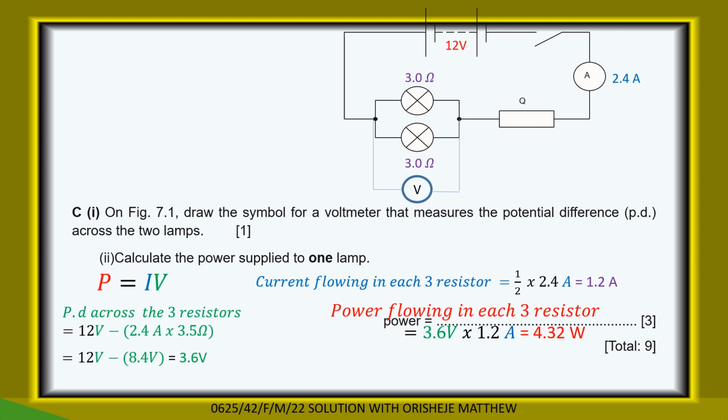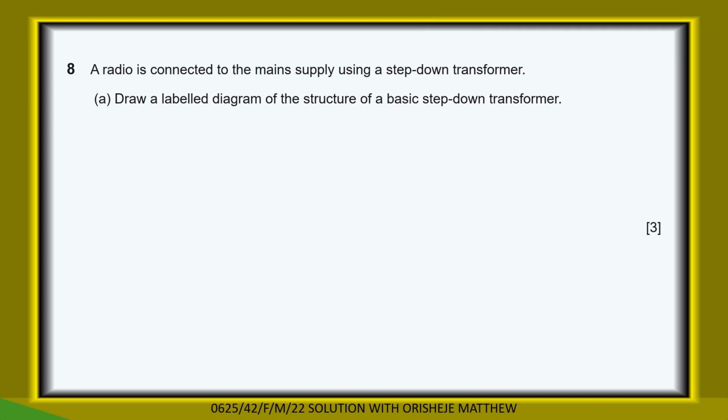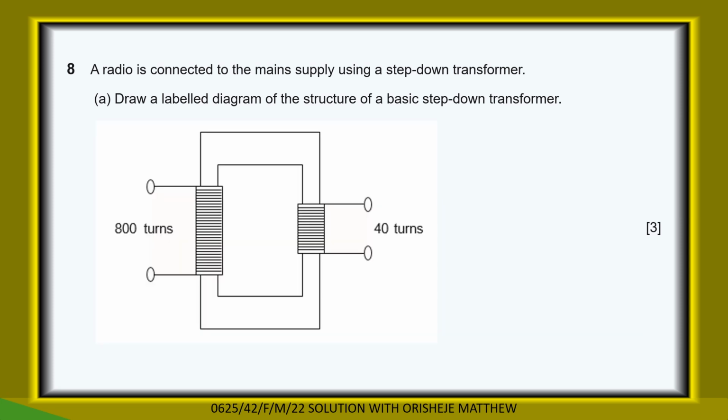Let's go to the next question, 8. A radio is connected to the main supply using a step-down transformer. A step-down transformer is a transformer that reduces the voltage from the main. Draw a labelled diagram to show the structure of a basic step-down transformer.